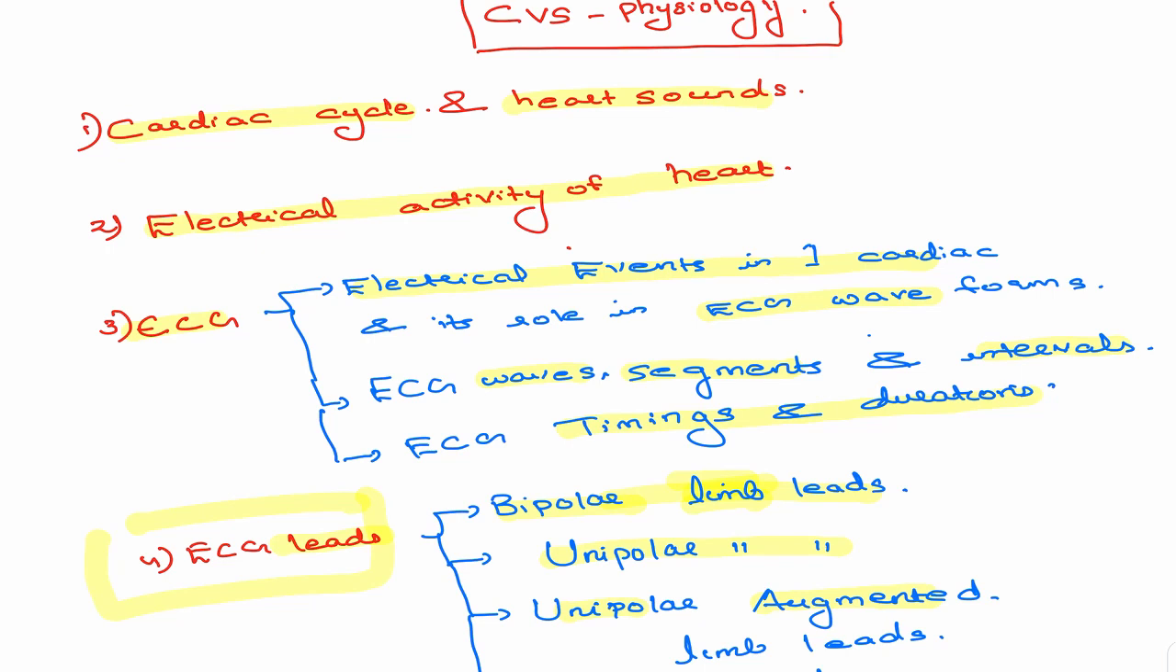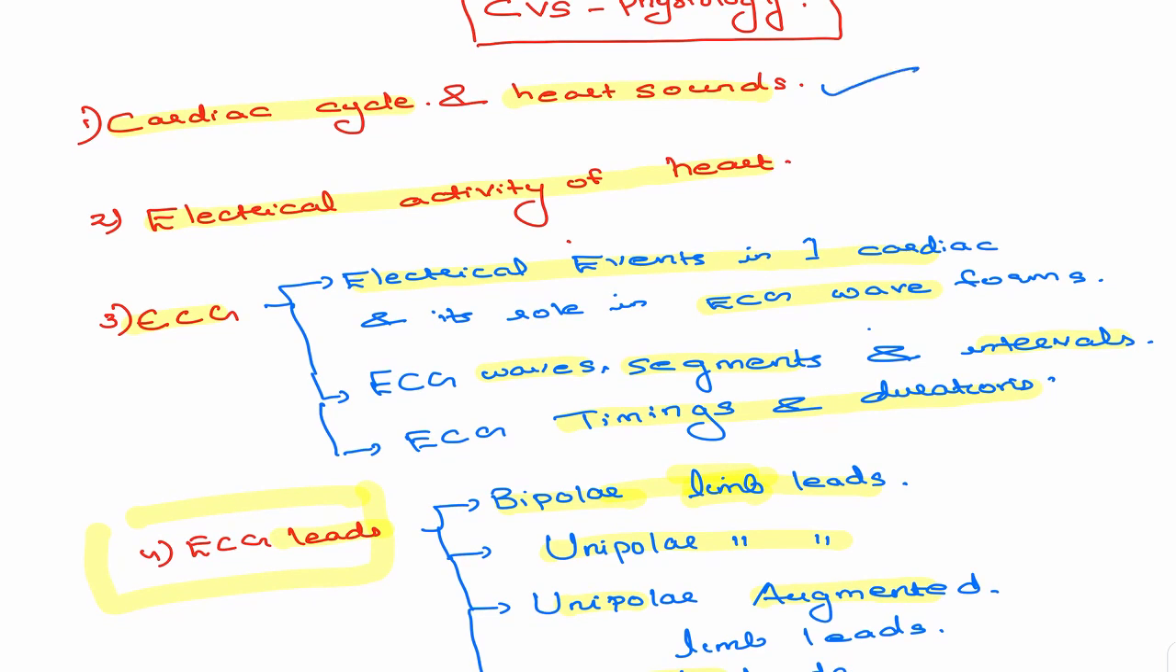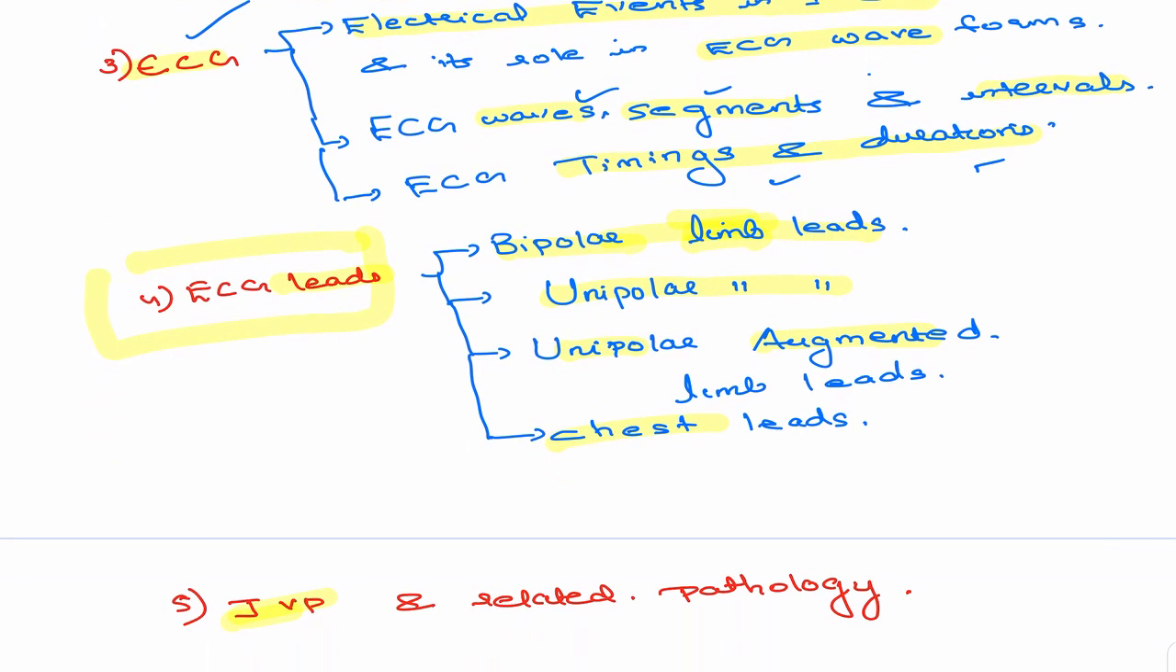So far we have just finished the cardiac cycle and heart sounds. In this session I'll discuss a very quick review of the electrical activity of the heart. As I told you, we have discussed this in the arrhythmia part, but a quick review of how this electrical activity helps in producing the ECG waves, segments and intervals, followed by timings and duration. This will be the content of this lecture.